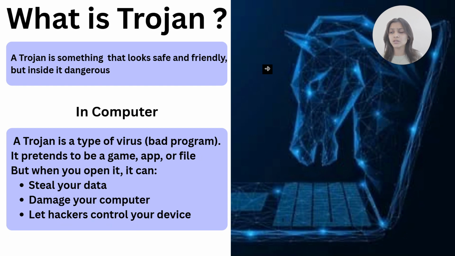What is a Trojan? A Trojan is something that looks safe and friendly, but inside it is dangerous. A Trojan is a type of virus, like a bad program. It pretends to be a game, app, or file, but when you open it, it can steal your data, damage your computer, or let a hacker control your device.